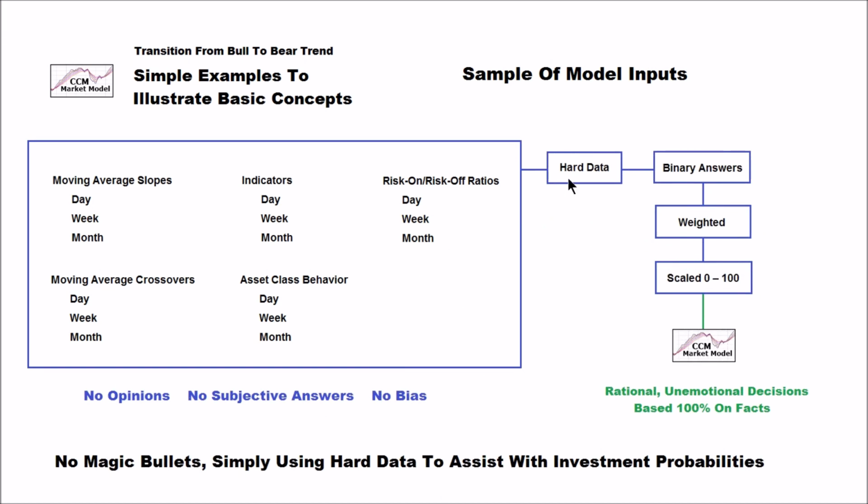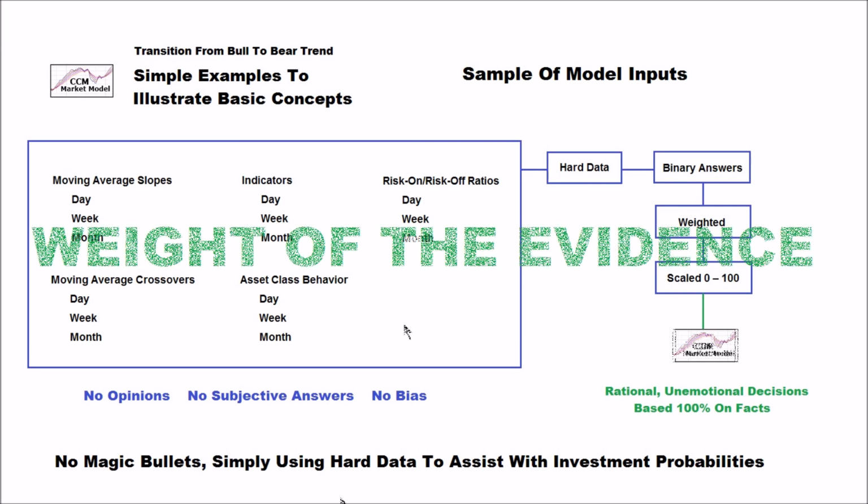We take hard data and ask nothing but binary questions which produce binary yes or no, 0 or 1 answers. No opinions, no subjective answers, no personal bias about anything. No personal bias about the Fed, no personal bias about the economy, and no personal bias about politics. The answers are weighted based on the backtesting, and then everything is scaled between 0 and 100 to make it very, very easy to get a snapshot of the weight of the evidence. This allows us to make rational and unemotional decisions based 100% on facts.